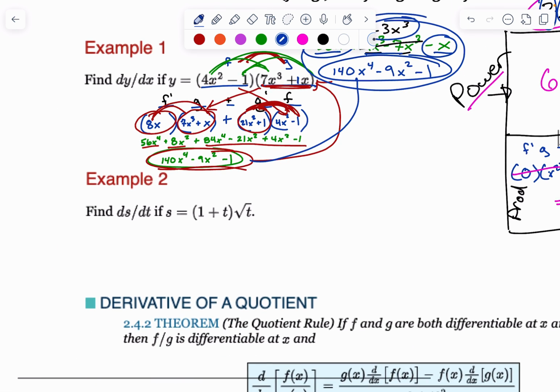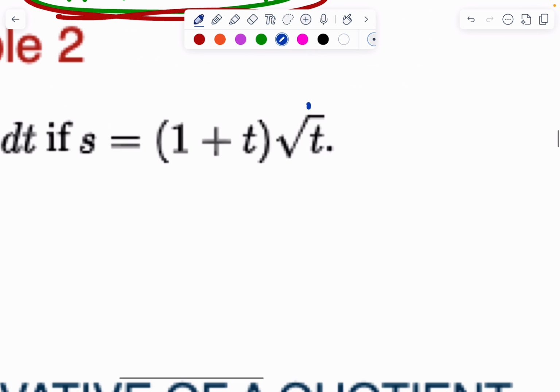Like in this next example, I would not want to multiply the square root of t through first. I would want to do the product rule on this one. So we have a product, and the product is right here. So this is going to be the F part, and this is going to be the G part. Now, before I do the G part, I'm going to rewrite this G part as t to the 1/2. All right, so yeah, F prime.